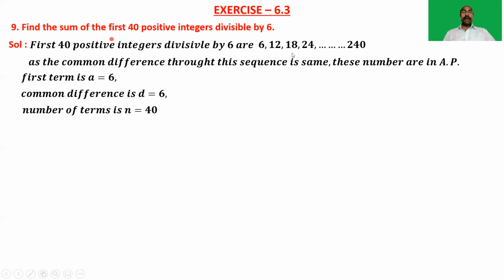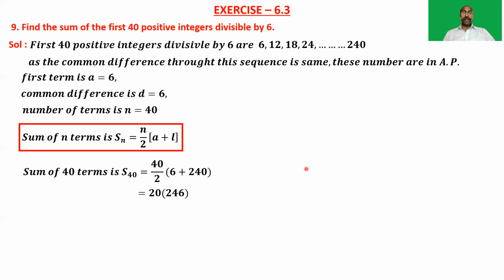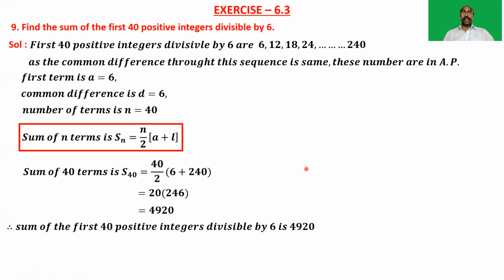Now, the sum of these 40 positive integers divisible by 6: we have the formula sum of n terms Sn is equal to n by 2 into a plus l. In that way, sum of 40 terms S40 is equal to 40 by 2 into a, the first term 6, plus l, that is the last term 240. And by simplifying it, we get 20 into 246, which is equal to 4920. So the sum of the first 40 positive integers that are divisible by 6 is 4920. Okay, it's a very easy problem and also a very important problem for board exams.